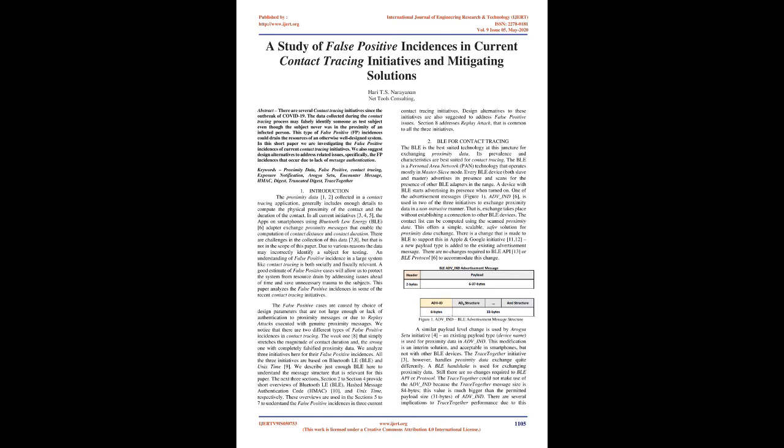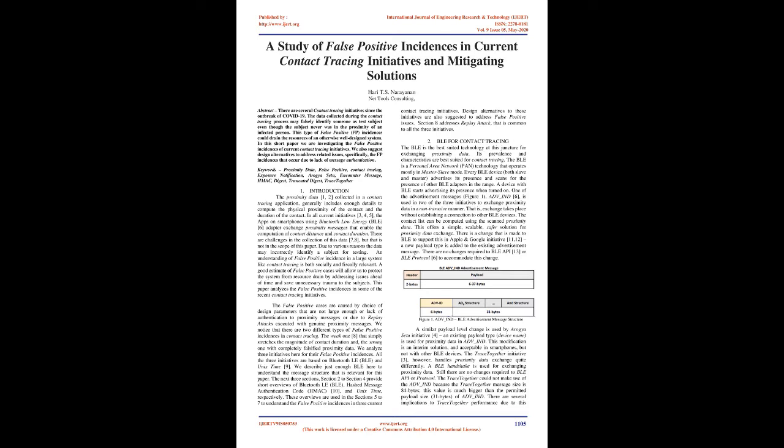Due to various reasons the data may incorrectly identify a subject for testing. An understanding of false positive incidents in a large system like contact tracing is both socially and fiscally relevant. A good estimate of false positive cases will allow us to protect the system from resource drain by addressing issues ahead of time and save unnecessary trauma to the subjects. This paper analyzes the false positive incidences in some of the recent contact tracing initiatives.